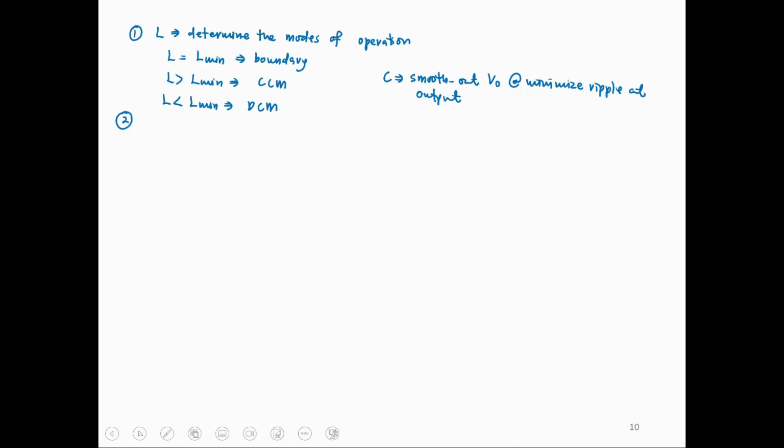Okay, the next point will be on the value of inductor, right? So for the value of inductor, to find L, there are two approaches.